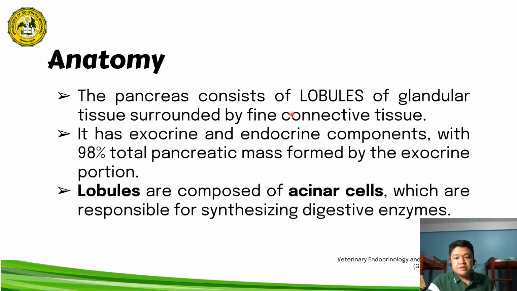So the lobules are separated from each other by interlobular connective tissue, and the different connective tissues that are found within the pancreas are the blood vessels, the ducts, the nerves, and the lymphatics.